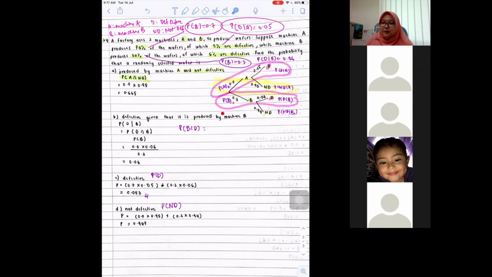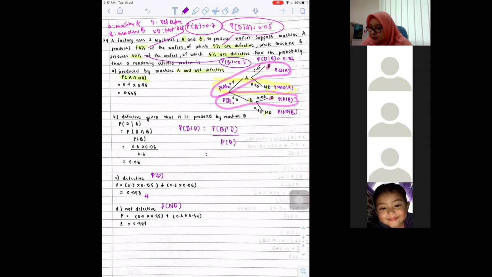I suppose they ask you for P(B given D). They put it the other way around. So we can just open up the formula, multiply by P(D). Just use the formula. So P(B intersect D), the intersection. B intersect D, okay? So this branch here, just put 0.3 times 0.06 over P(D). We already got the answer for P(D), 0.053.